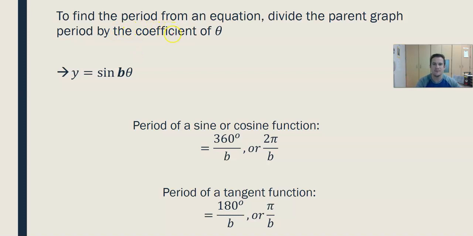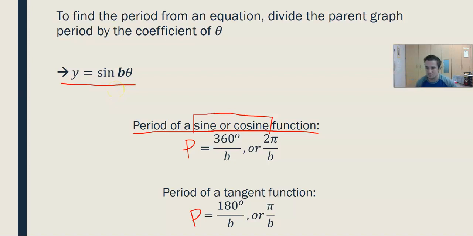So to find the period from an equation, divide the parent graph period by the coefficient of theta. So for example, if I have y equals sine of b theta, this constant multiplied by theta, then in order to find the period of that function, we're going to take, for a sine or a cosine function, 360 degrees divided by b, or 2 pi divided by b. So to find the period of a sine or cosine function, we take the period of the parent function, which is 360 degrees or 2 pi, and divide by b, this coefficient in front of theta. And that will give us the new period, the period of the transformed function.